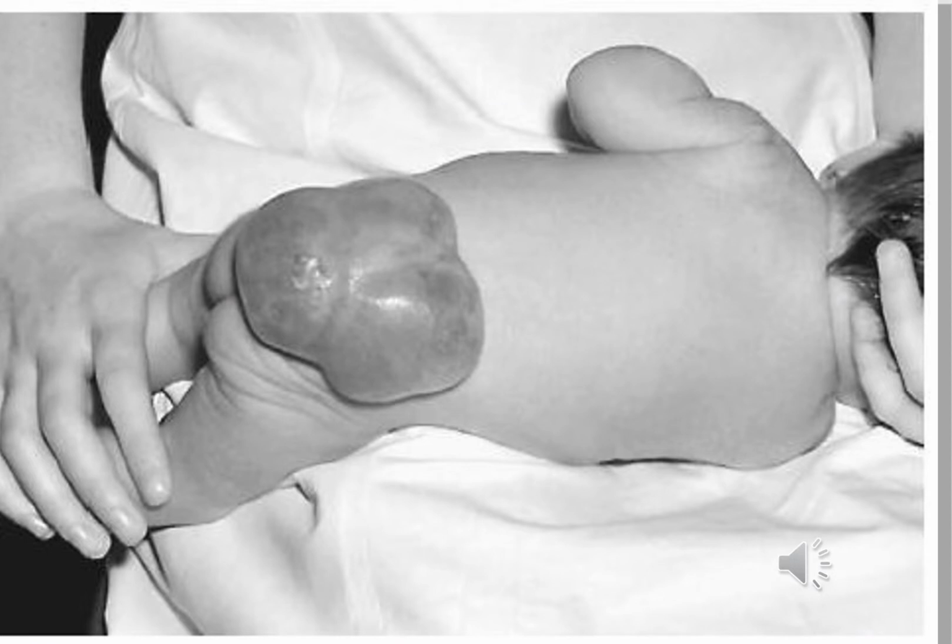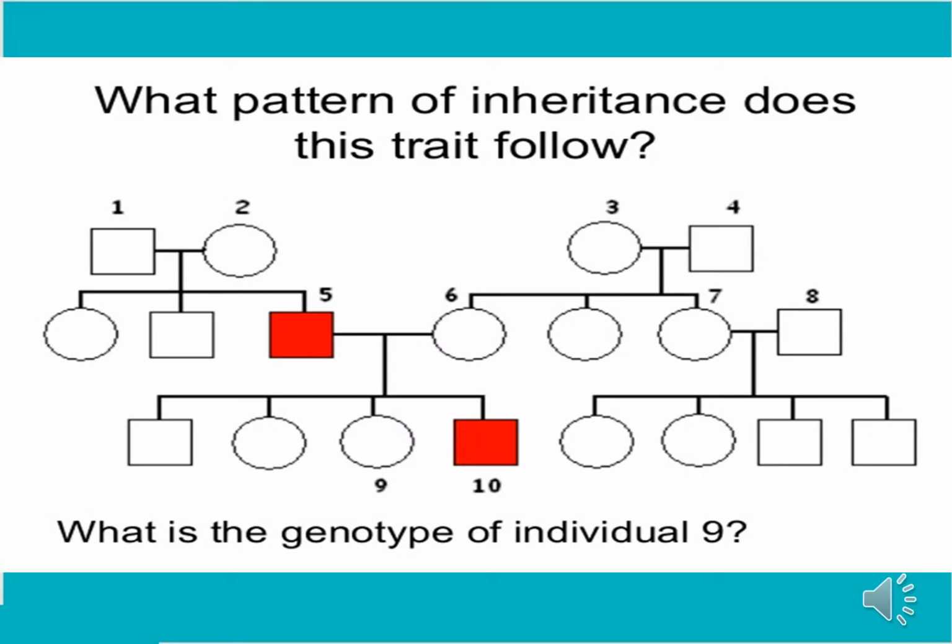What do you call this lesion and what's its mode of inheritance? This is what we call the genetic pedigree. What pattern of inheritance does this trait follow? And what is the genotype of individual number 9?